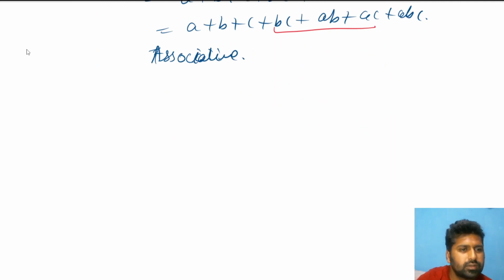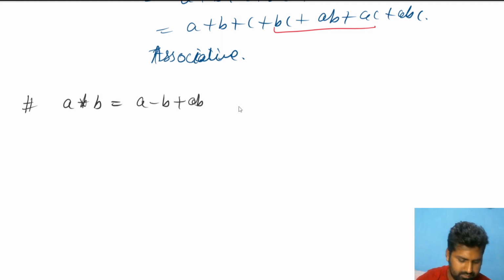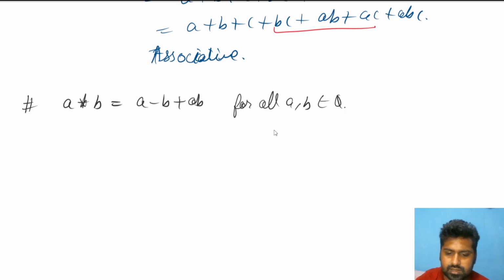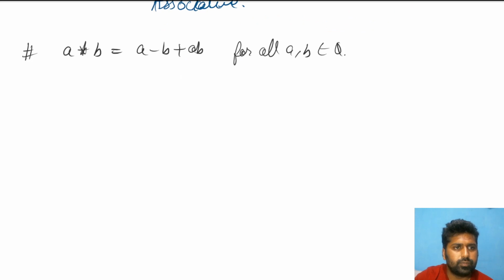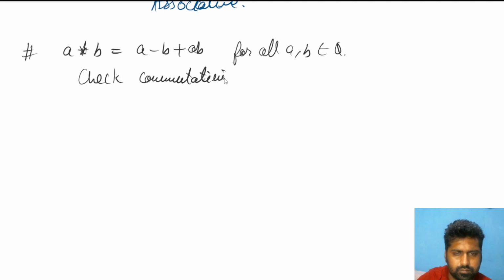Let's pretty much take the same function. One more example: A star B this time is A minus B plus AB, and for all A, B belongs to Q. Q is the set of all rational numbers. So again, let's check commutativity and associativity.